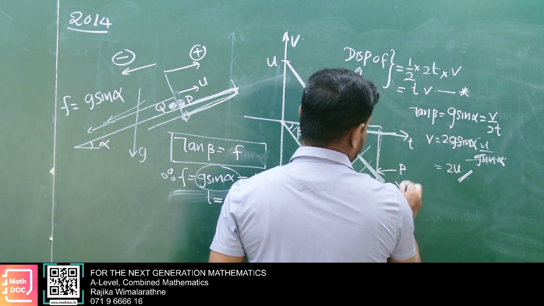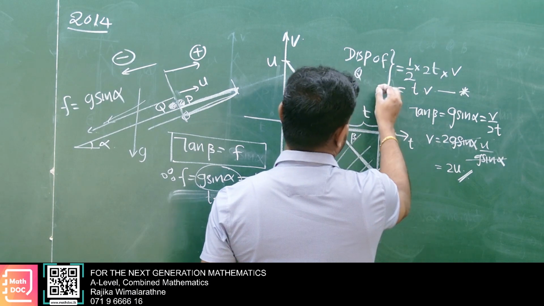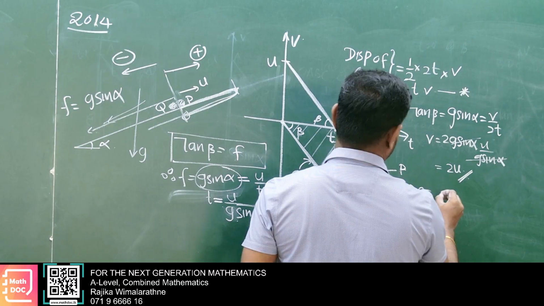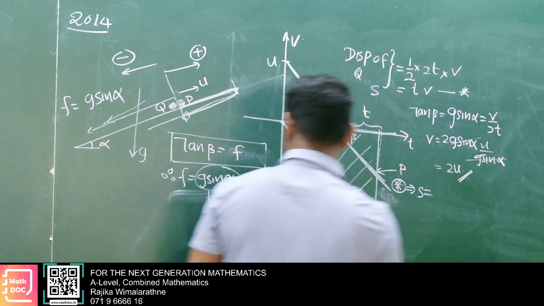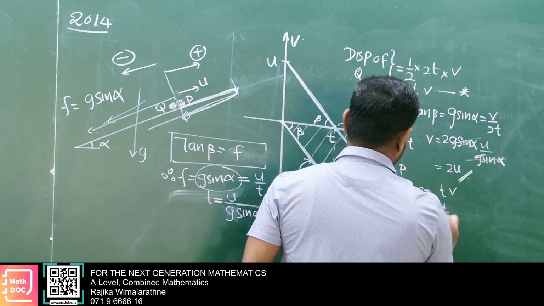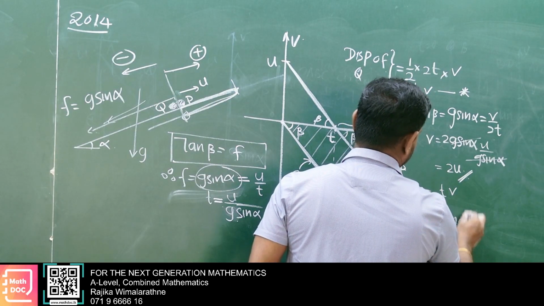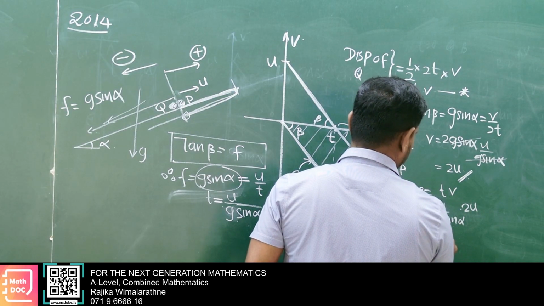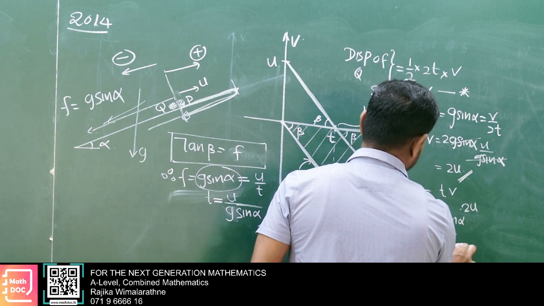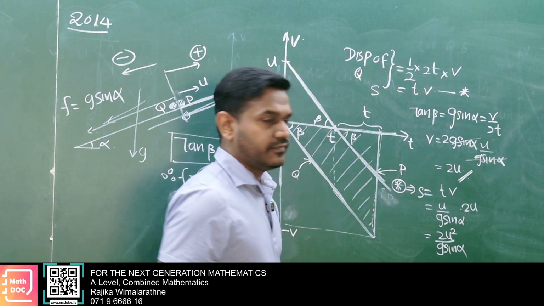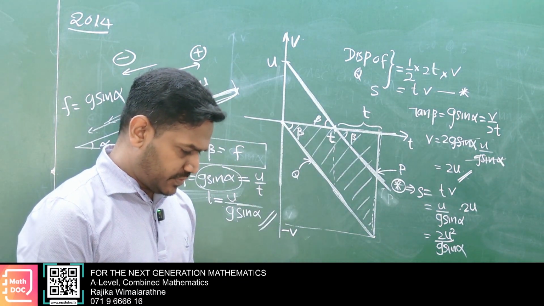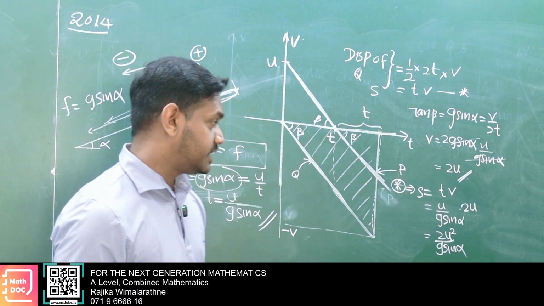Therefore, by the star relation you find s equals tv, where t equals u over g sine alpha and v is 2u. Then s equals 2u squared over g sine alpha, that is from O.